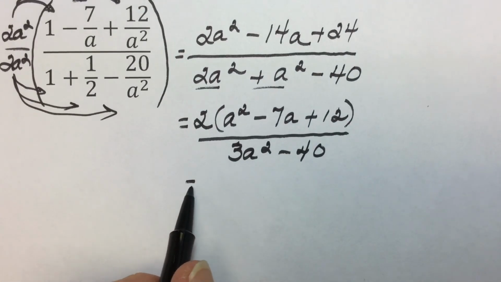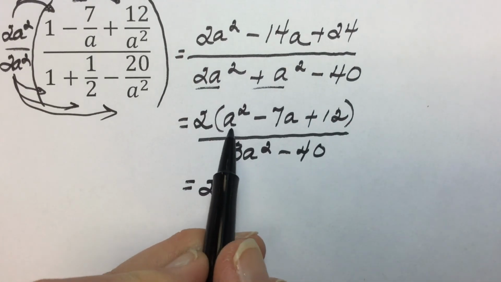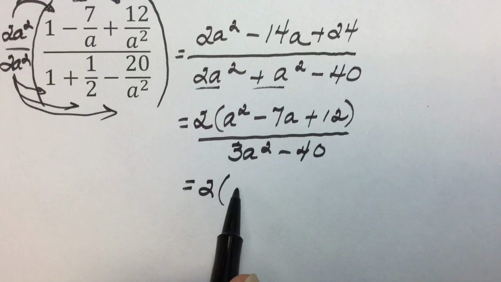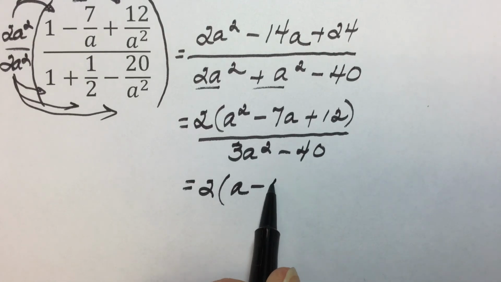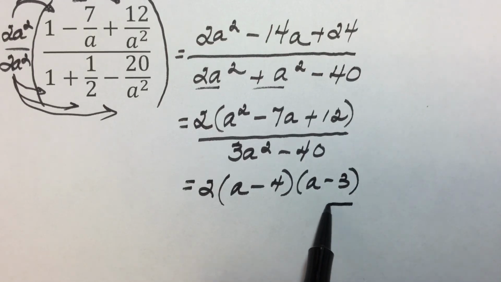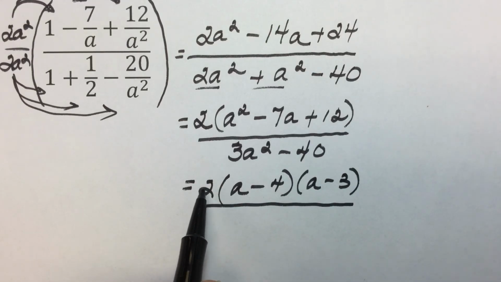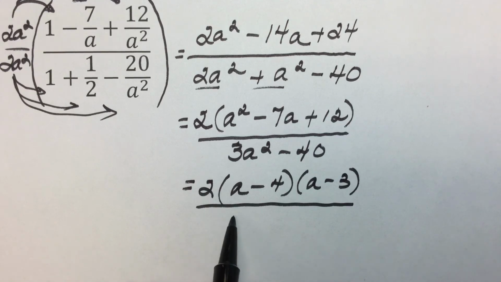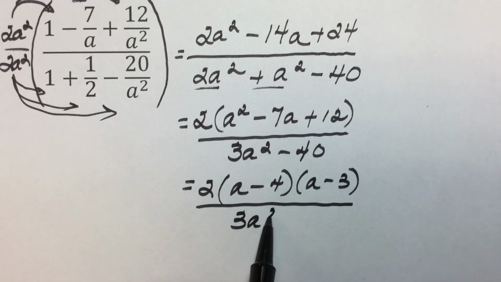But if it needs to be in complete factored form, this trinomial does factor into a minus 4 times a minus 3 with that greatest common factor of 2 that we already had factored out, over this prime polynomial in the denominator.